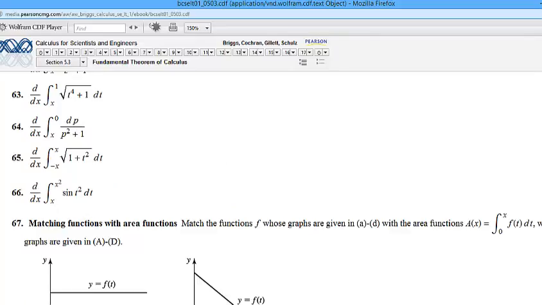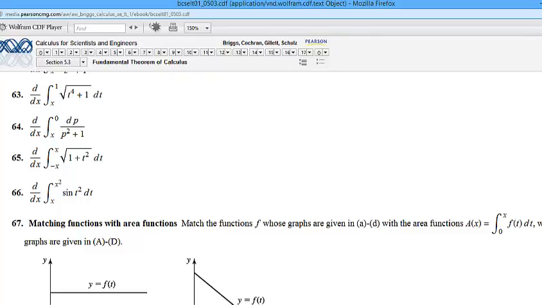Yeah, we didn't do one exactly like this yet, okay? So we just demonstrated part 2 of the fundamental theorem. Clearly this one wants me to use part 1 of the fundamental theorem, right? And so I have the derivative from negative x to x of the square root of 1 plus t squared dt.